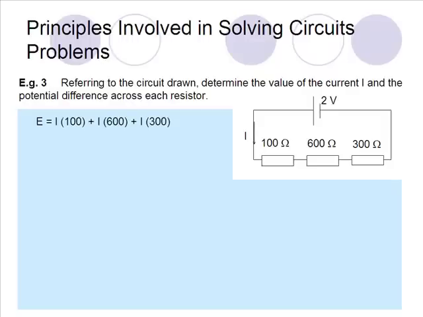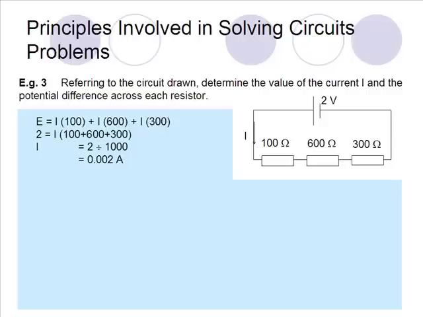Then you can find the current already, right? Solve this. Okay, second part: the potential difference across each resistor. Isn't it 2 volts? 2 volts is the EMF, but if the PD across each of them is 2 volts, then you will violate conservation of energy. So the 2 volts must be divided, shared between them, so the sum must be 2. What is the PD across, say, the 100 ohm resistor?